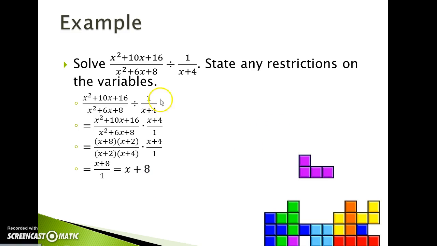Restrictions on the variables? Well, we look all the way up here. We have x plus 4, and then when we factor the bottom, we end up with x plus 2 and x plus 4. So the restrictions would be negative 4 and negative 2.